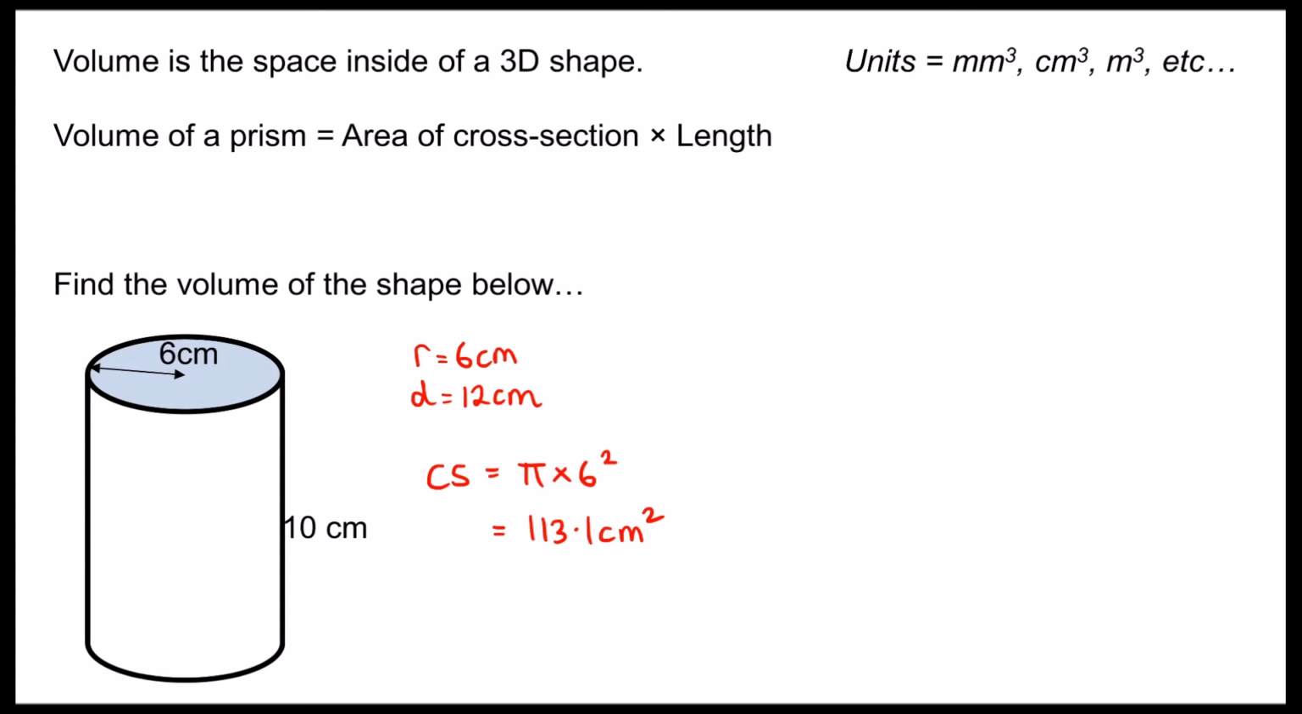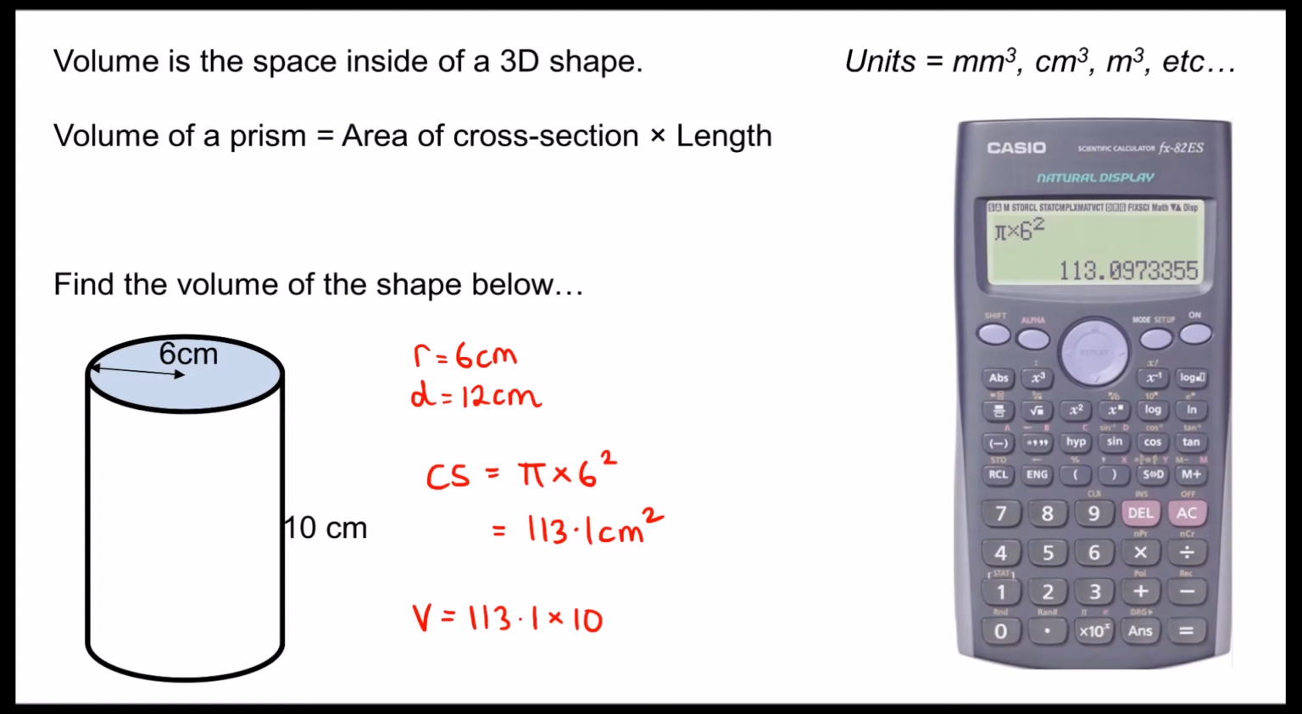From this, I can work out the volume. The volume is going to be the area of my cross-section, which was 113.1, times by the length of my cylinder, which is 10 centimeters. Now I think it's important to note that the 113.1 centimeters squared was rounded, and so it's important we use the value that's in our calculator to make sure we don't lose any accuracy. So I'm going to take this answer here, which is my cross section, from my calculator and times it by 10.